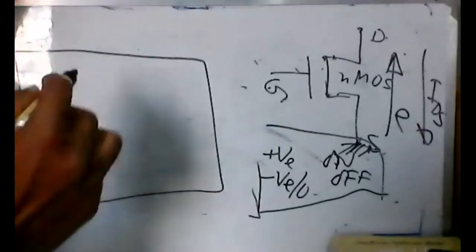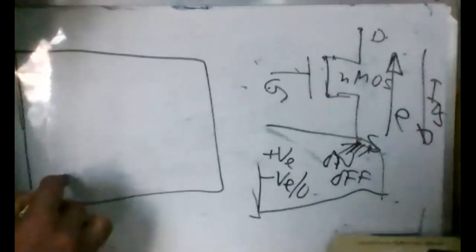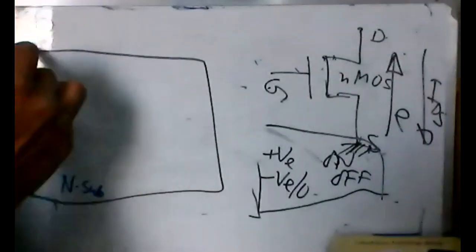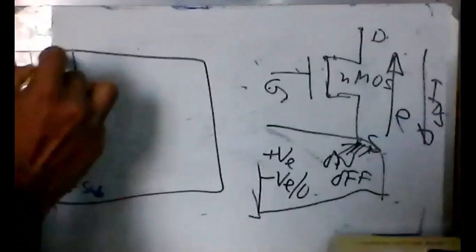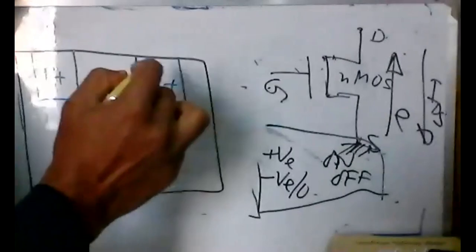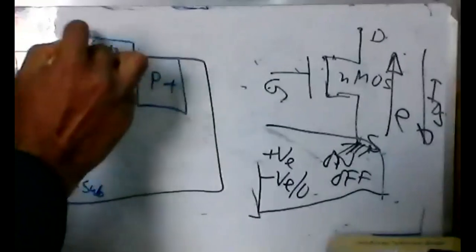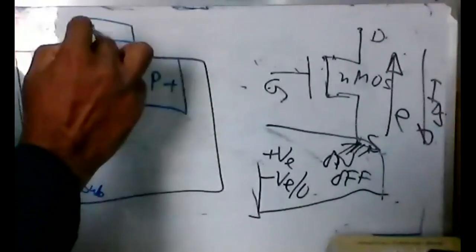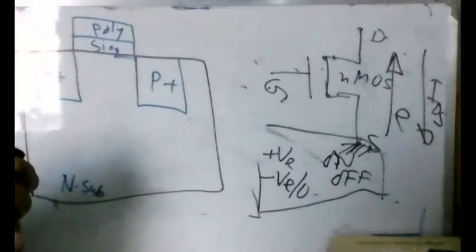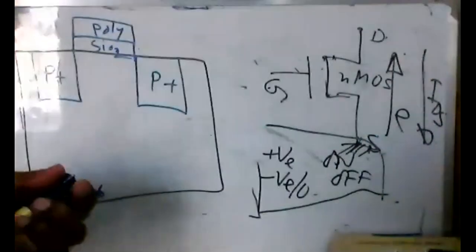And so in case of PMOS, this will be the N-type substrate, and the source and drain will be P plus. In between is the same silicon dioxide, and here is the poly. The middle part remains exactly the same, but only the source, drain, and the body are opposite.